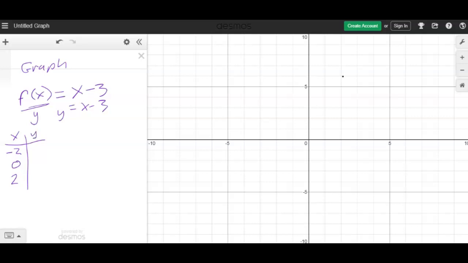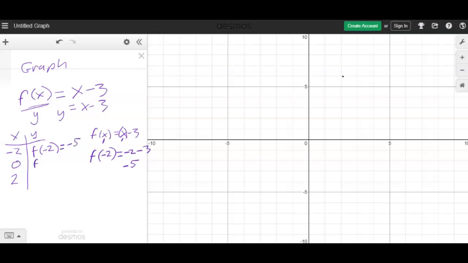So what y will be is whatever f of -2 is. In a previous video, we talked about how if f of x equals x minus 3, it means whatever we replace this x with, I replace this x with. So I want to replace x with -2 for that first line in my table. F of -2 equals -2 minus 3. That gives me a -5.